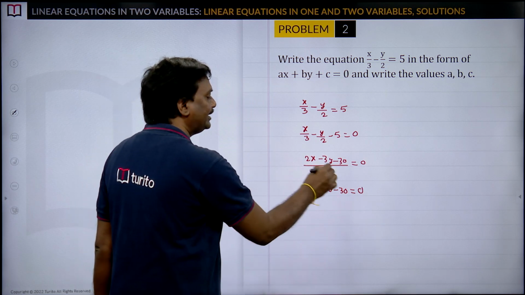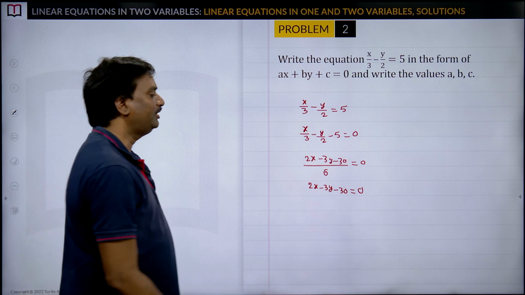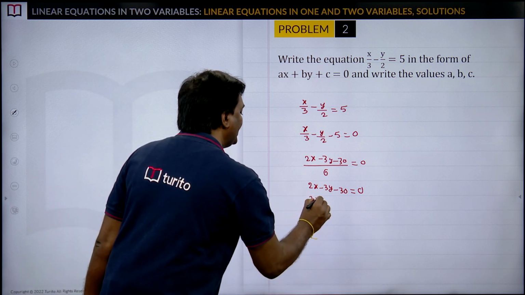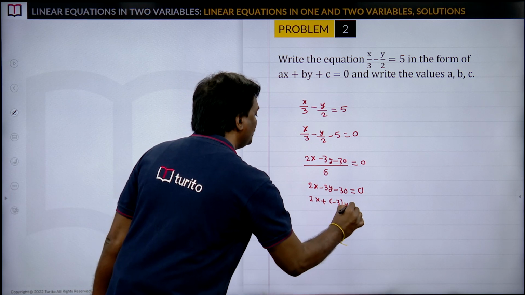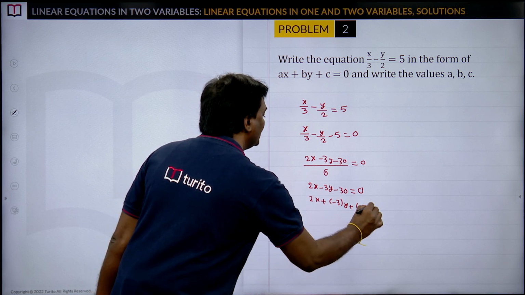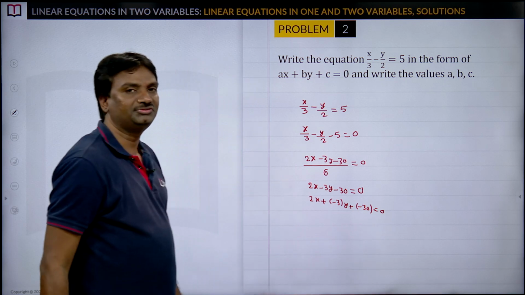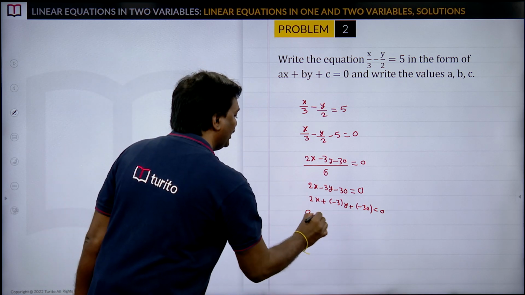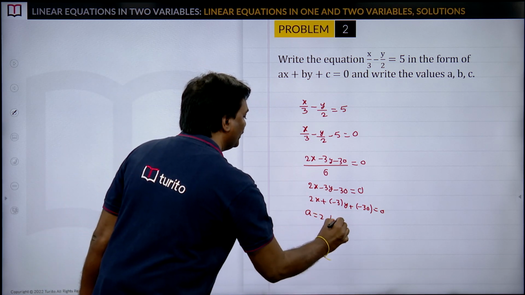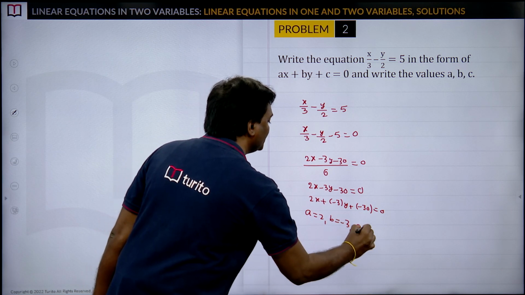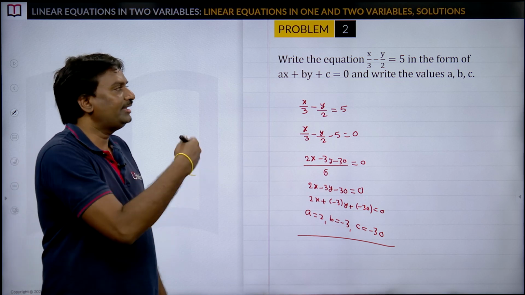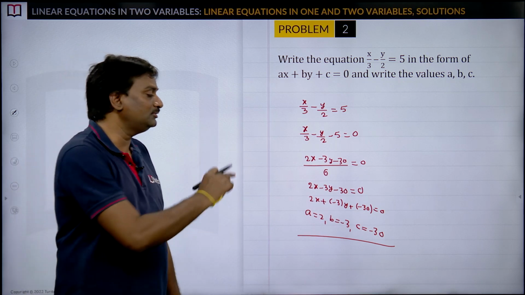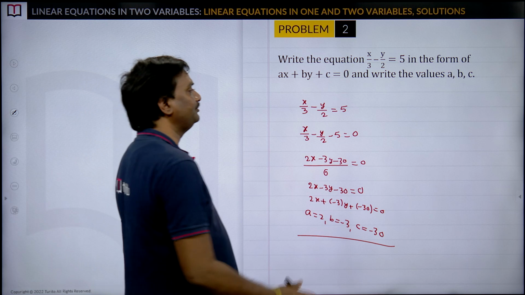This is exactly in the form of Ax plus By plus C equal 0. If you want, you can write it like this: 2x plus minus 3 into y plus minus 30 equal to 0, where A equal to 2, B equal to minus 3, C equal to minus 30. So, if you take 6 as LCM in LHS, you will get the values of A, B, C like this.